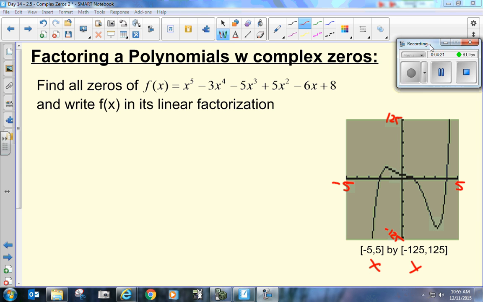Just by looking at that graph, where do you think some zeros might be? So, you're telling me -2 because it crosses right here. Yep, -2. Good. What else? +4, because that's right there. So -2 and +4. Is there another one? Yeah, right here. It's 1. And if we were to zoom in, those would be zeros.